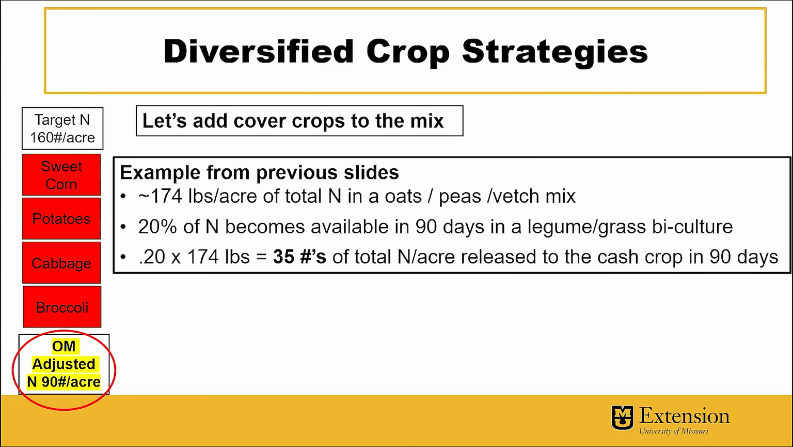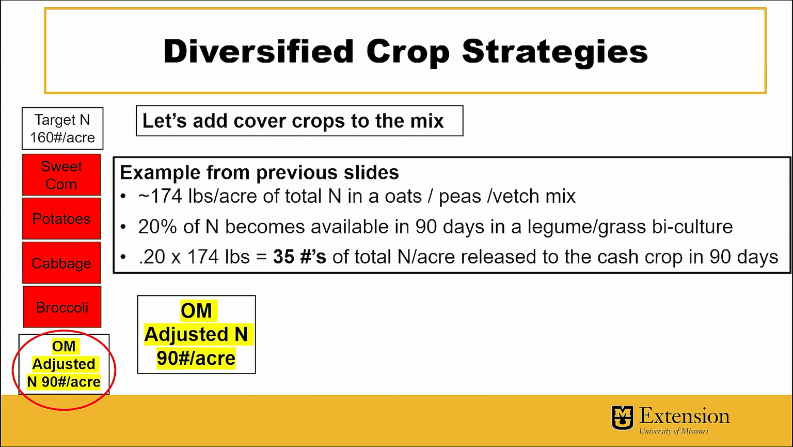A common cover crop combination includes a grass and a legume. So an oat, pea, and vetch mix can contain about 175 pounds of total nitrogen per acre in that cover crop mix. A portion of that nitrogen becomes available over the course of the growing cycle of a given crop. So oftentimes we want to understand how much of that nitrogen will become available in the first 3 months. So in this cover crop mix, about 20% of that nitrogen becomes available in that first 90 days. So 20% of 175 is 35 pounds of total nitrogen per acre released to the cash crop in 90 days.